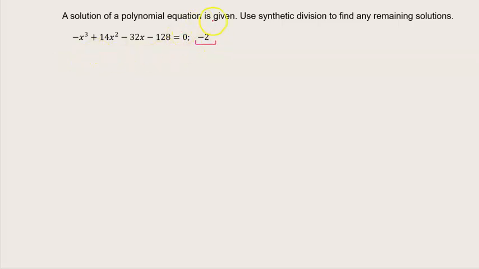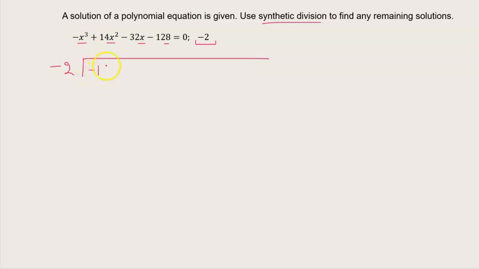Now, because we are supposed to use synthetic division, first of all, we make sure that the given polynomial is in descending order. Notice that here we have -x cubed, we have x squared, we have the term containing x, we have the constant term, and it is equated to 0. So that one is good. So you start by writing -2 outside here, and then you put the coefficients.